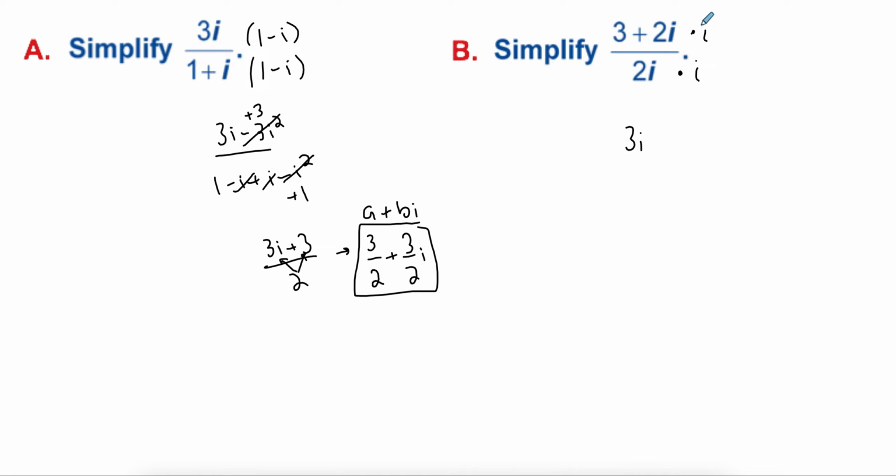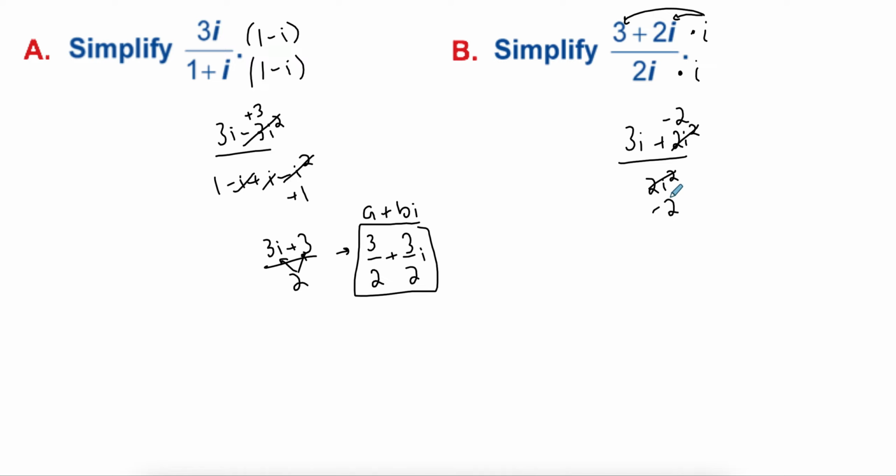We got 3i because it's going here, and then we're going here. So 3i plus 2i squared. And then the denominator, we'd have just a 2i squared. And now don't look to cancel those. We're just going to simplify these i squareds, so it'll be a -2 here and a -2 there.